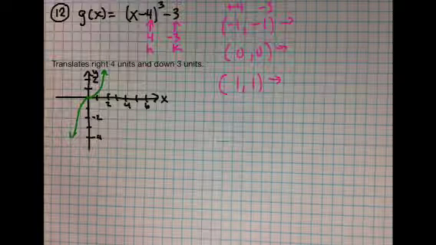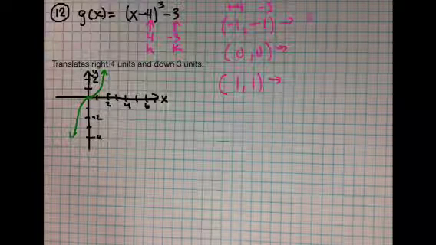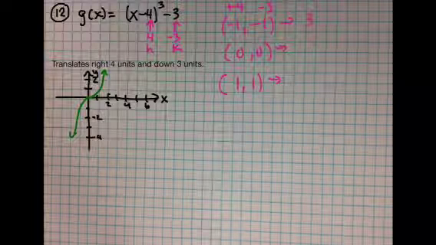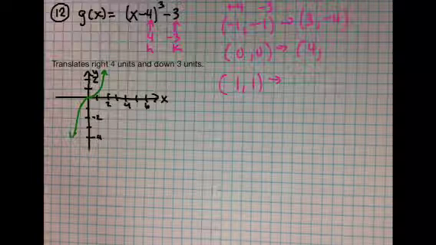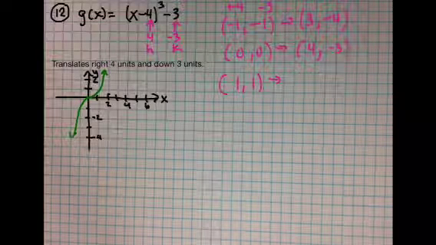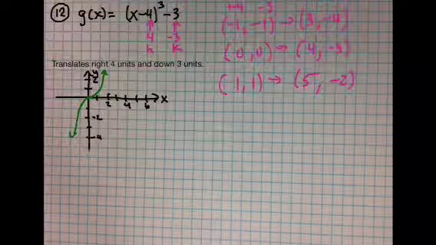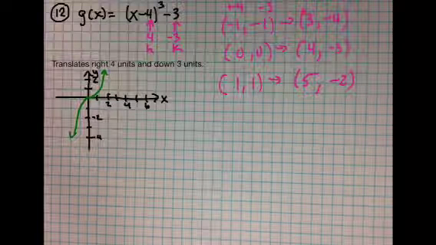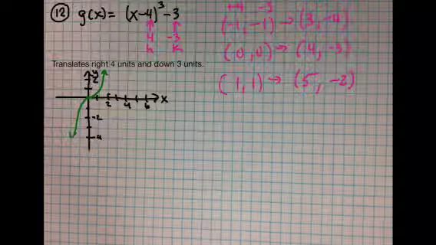4 minus 1, again, I'm going down, I'm going to the first point. So 4 minus 1 is 3. And then negative 3 minus 1 is negative 4. And then I go to 0, 0. 4 plus 0 is 4. And then negative 3 plus 0 is negative 3. And then I go to the last point. 4 plus 1 is 5. And then negative 3 plus 1 is negative 2. So right here I have the 3 points that are associated to these points, but these are from the parent function, and these are from the transformed g of x function.